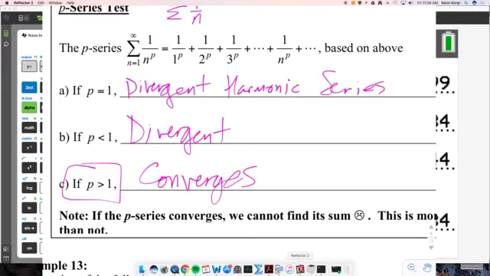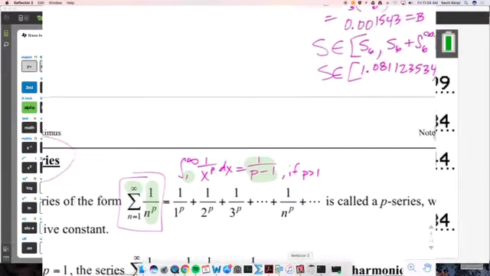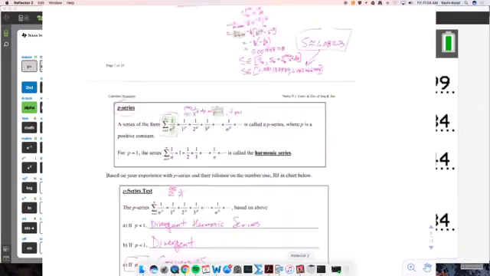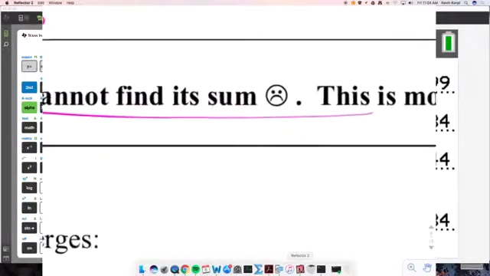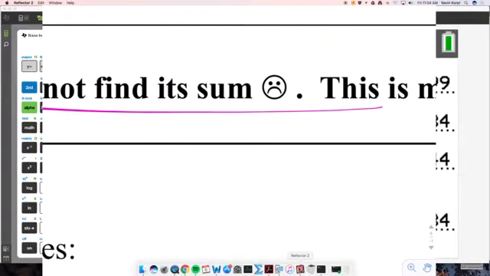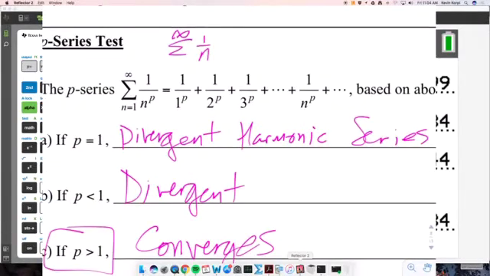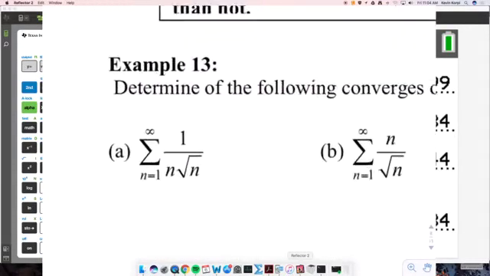Now, unfortunately, for the integral, we could find the sum of the area. But for the p-series, if it converges, we cannot find its sum by formula. We can still find an approximation for it, though, like we just did, using the integral test. And so that's not bad.